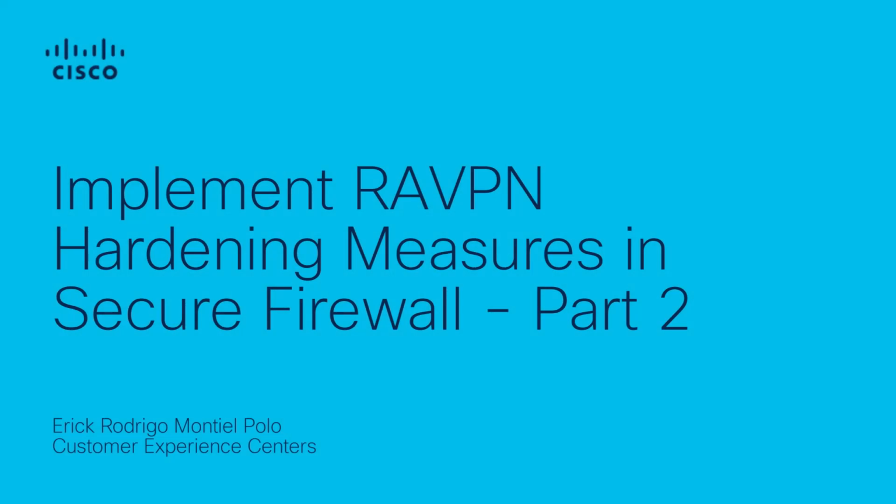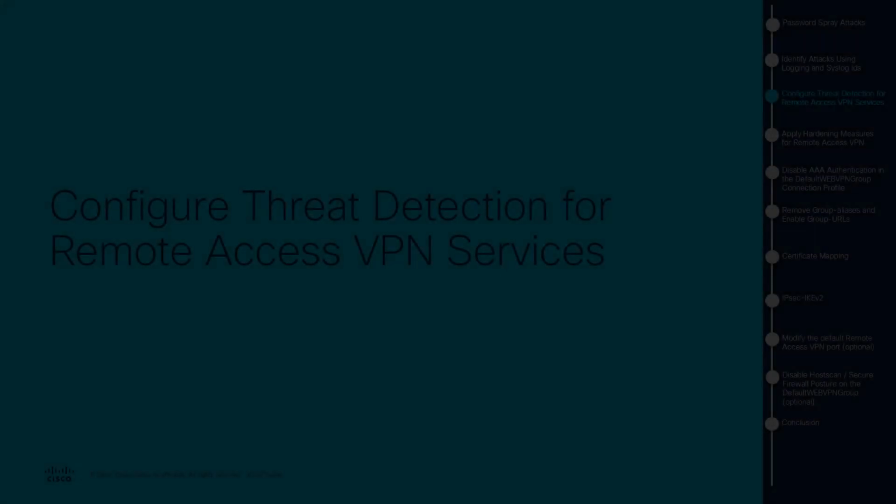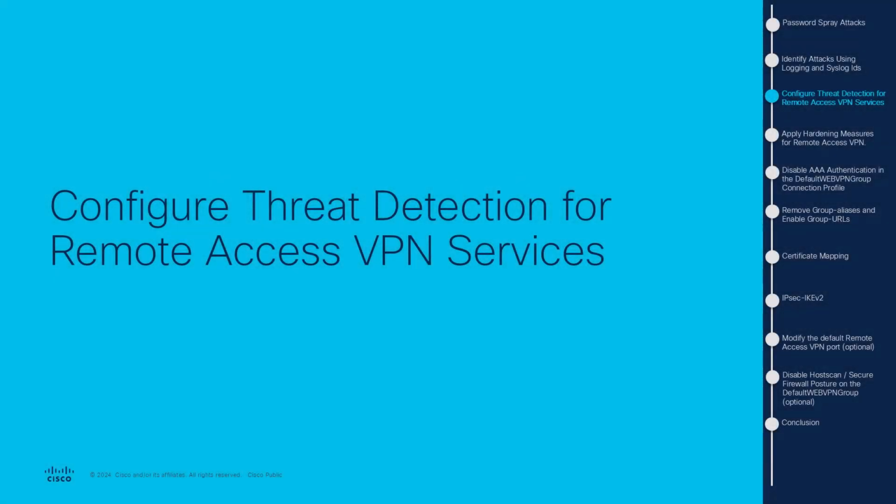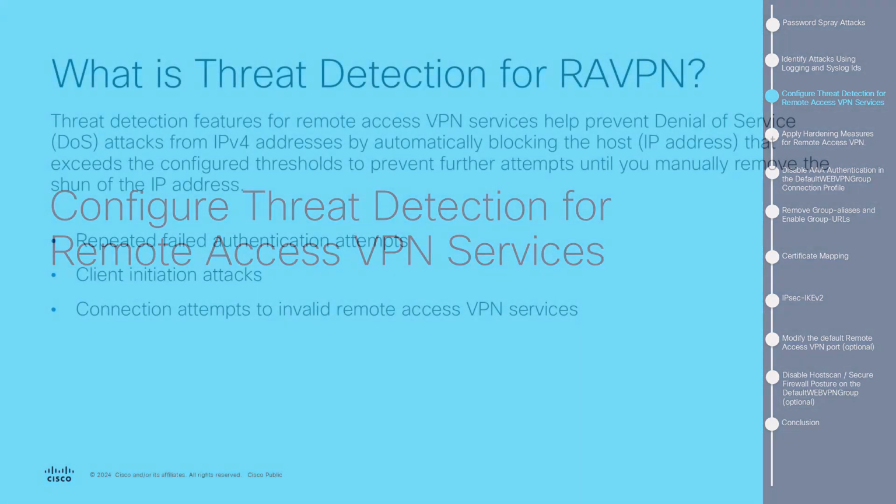Welcome back to part number 2 of how to implement Remote Access VPN hardening measures in your secure firewall. In this one, we're going to focus on how to mitigate the vulnerability and the spray attacks in your firewall. Let's start with how to configure threat detection for Remote Access VPN services.